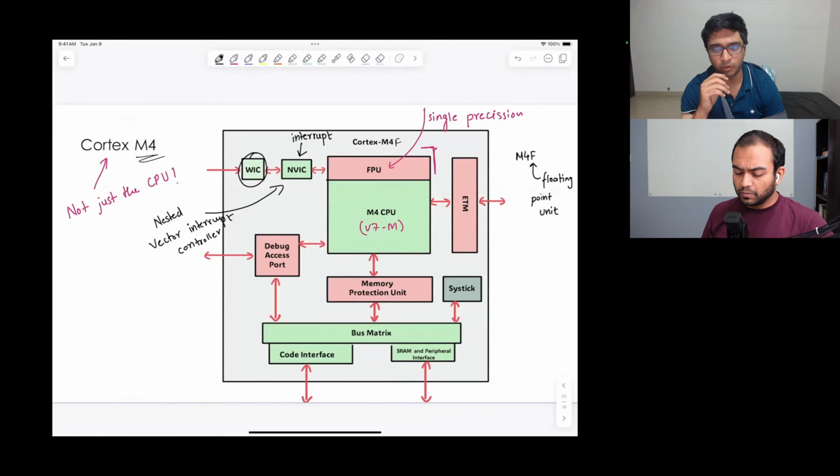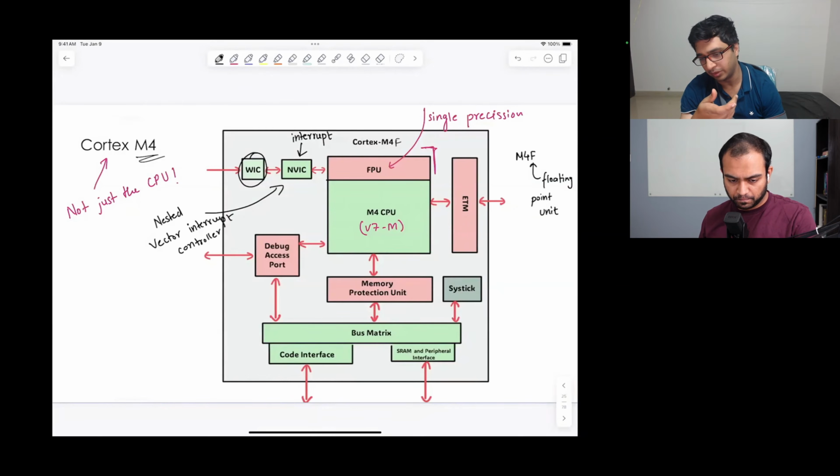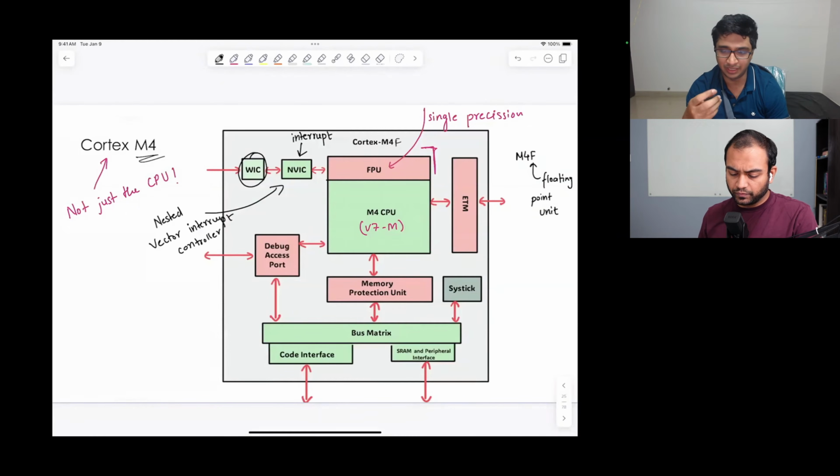And so the point with the wake-up interrupt controller is, ARM has different sleep states. So when you put the ARM into the lowest sleep mode, the only logic that is active at that time is the wake-up interrupt controller. So it can wake up ARM from the deepest sleep state possible. So usually vendors will connect this wake-up interrupt controller to something like an RTC or watchdog timer, etc.